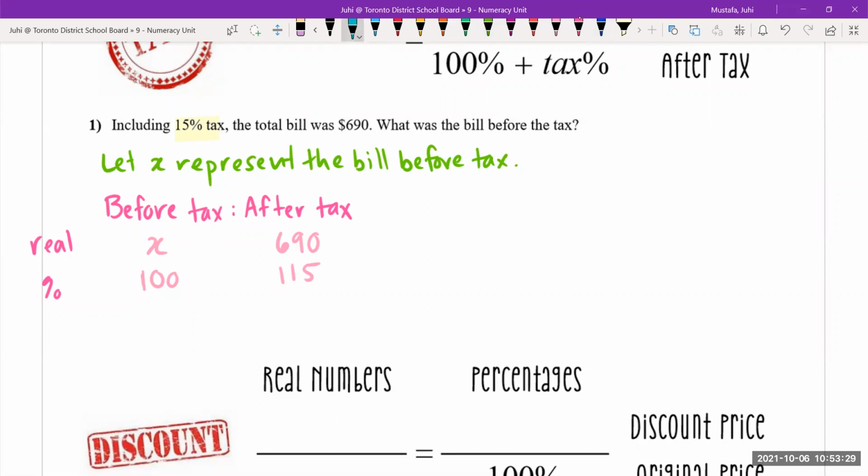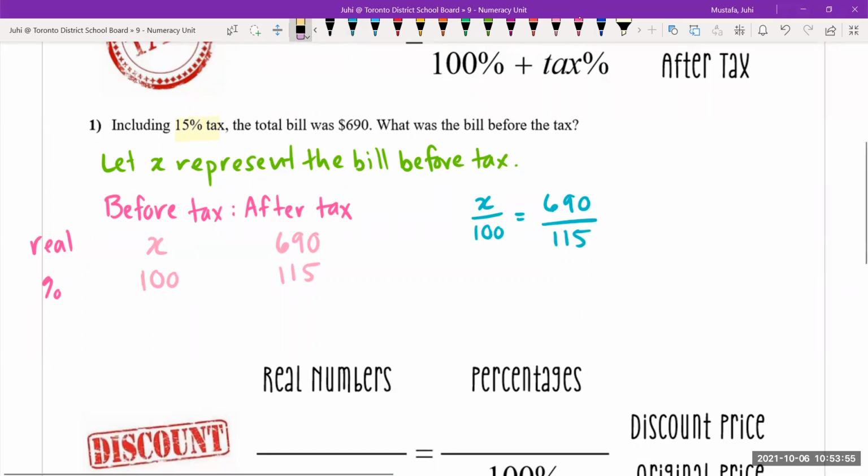And just like before, what is my proportion going to be? I only have one option here. I have to use all the numbers they give. Sienna? Yep, x over 100 is equal to 690 over 115.